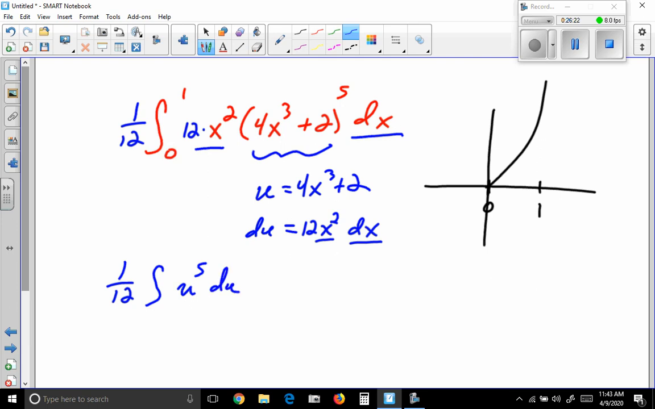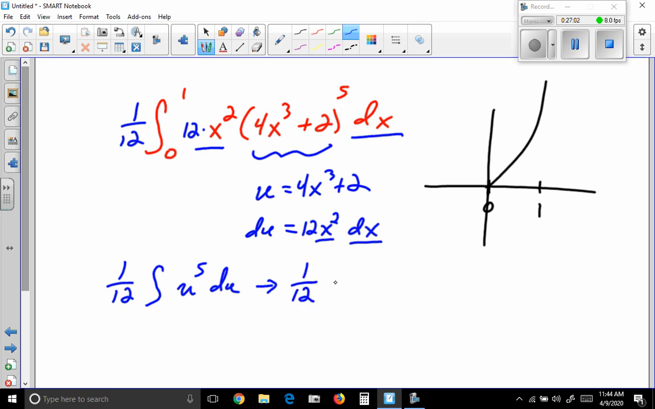If I'm going to change it back to x's, I'm not going to change these numbers, and I'm not going to write a 0 here and a 1 here, because this 0 is an x. When I change to u variables, a 0 in x is not a 0 in u. So we can, if we want to, just get the antiderivative of our function in terms of x and then plug in a 0 and a 1. Let's see how that would look.